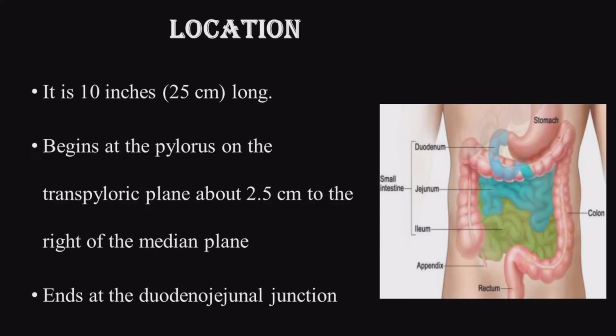It begins at the pylorus, which lies on the transpyloric plane about 2.5 cm to the right of the median plane, and ends at the duodenojejunal junction, which lies about 2.5 cm to the left of the median plane and a little below the transpyloric plane.